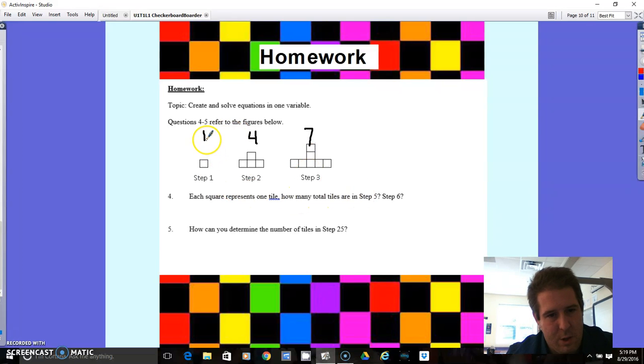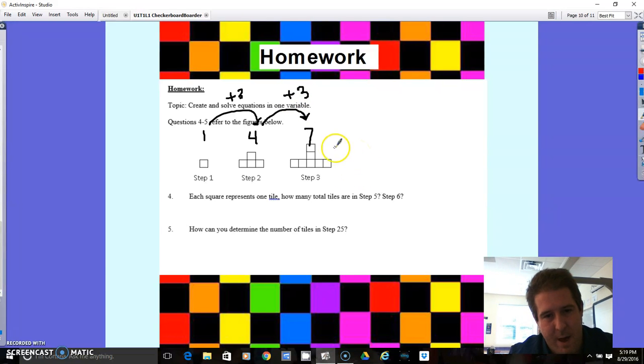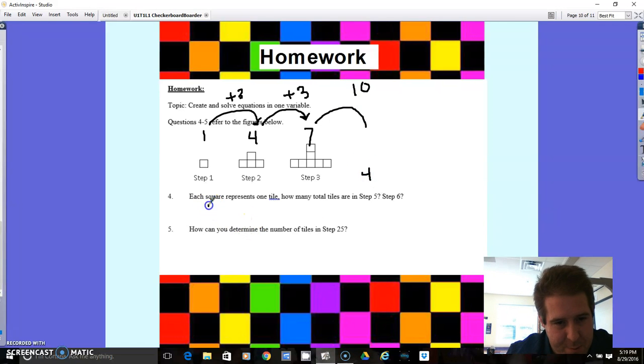Well, it looks like we added 3 tiles here. To get from here to here, it increased by 3 tiles because they added a tile both on top and on the left and the right. And then here to here, they also increased by 3 as well. So it looks like the pattern is plus 3, which would be an arithmetic pattern. So if I continue that pattern, step 4 is going to have 10 tiles, and step 5 is going to have 13 tiles, which means step 6 is going to have 16 tiles.